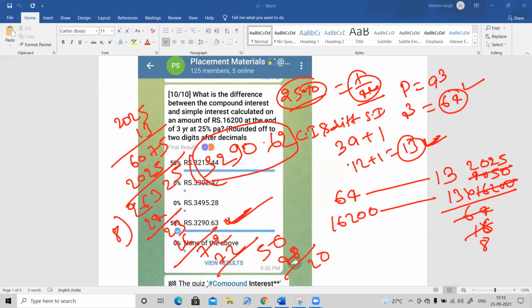So you have to go by this method. All of you, remember my CI/SI difference is how much here? 3A plus 1. Always we take the fraction form, whatever is in the denominator, and the principal we consider like 64 here. So I think all your doubt is clear.